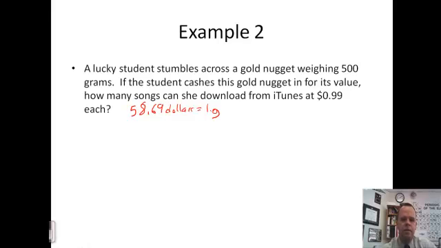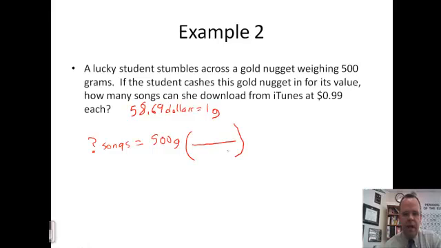Okay, a lucky student stumbles across a gold nugget weighing 500 grams. If the student cashes this gold nugget in for its value, how many songs can she download from iTunes at 99 cents each? Or $0.99. So we're looking for the number of songs is the data we're trying to solve for. We're starting with 500 grams. So the first conversion factor I want to do is get to dollars.